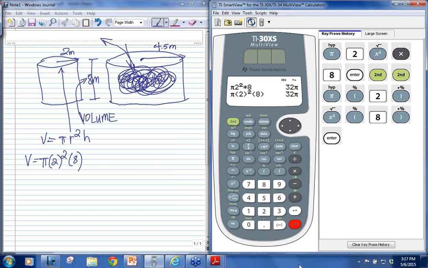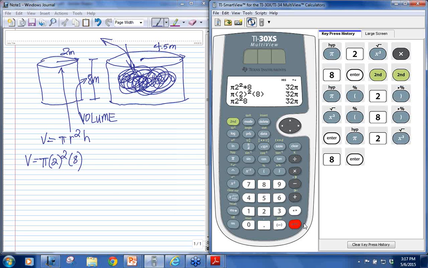And you press enter, you still are going to get the 32 pi. I also wanted to show you that if you press 2 squared and then the pi and then just the 8 without the multiplication sign, it will still give you the same answer. So in this case, it's treating the 2 squared as one complete quantity, and then multiplying that 2 squared by the 8 and by the pi.